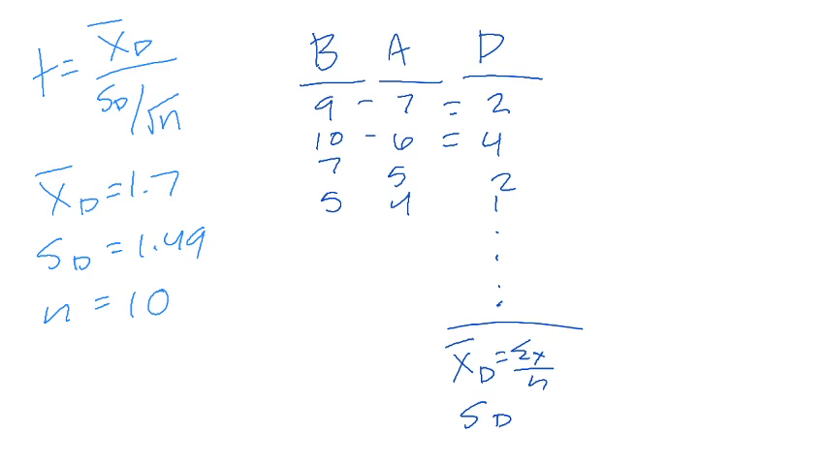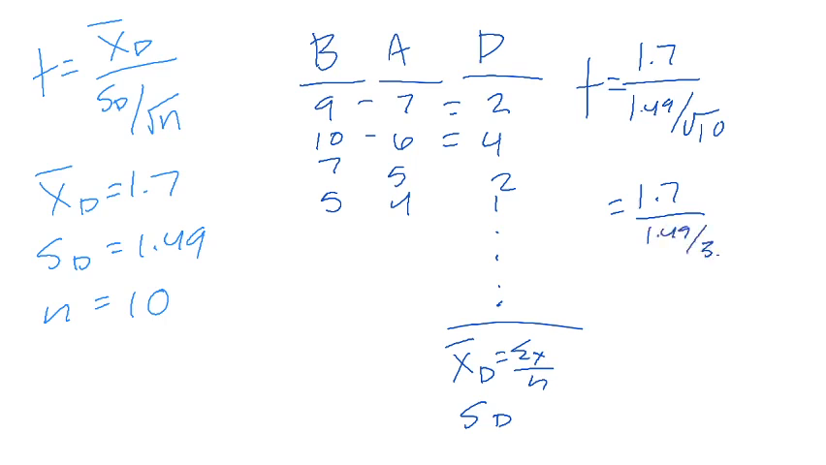So let's calculate. In this case, t is equal to 1.7 all over 1.49 over the square root of 10. If we do a little math, the square root of 10 is something like 3.16. If we follow our order of operations, we end up getting a t-value of 3.61.